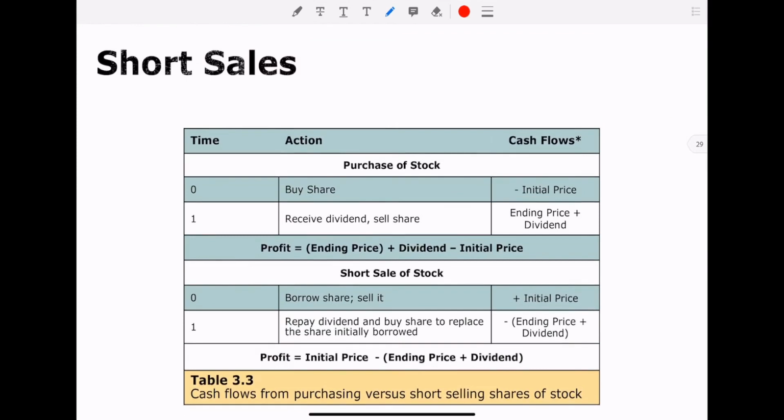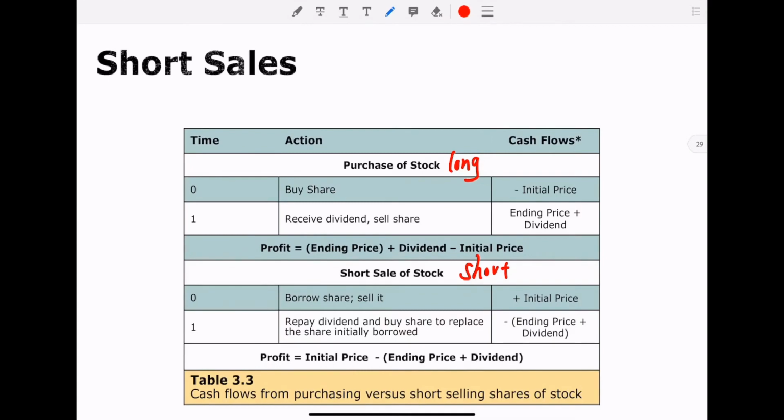Next, we could also think about the cash flows of a short sale versus a purchase of a stock. So obviously, in this case, you're taking a long position, right? And in this case, you're taking a short position. So when you're taking opposite positions, you will actually observe opposite cash flows. So let's start from taking a long position. So basically, we're talking about purchase of a certain stock.